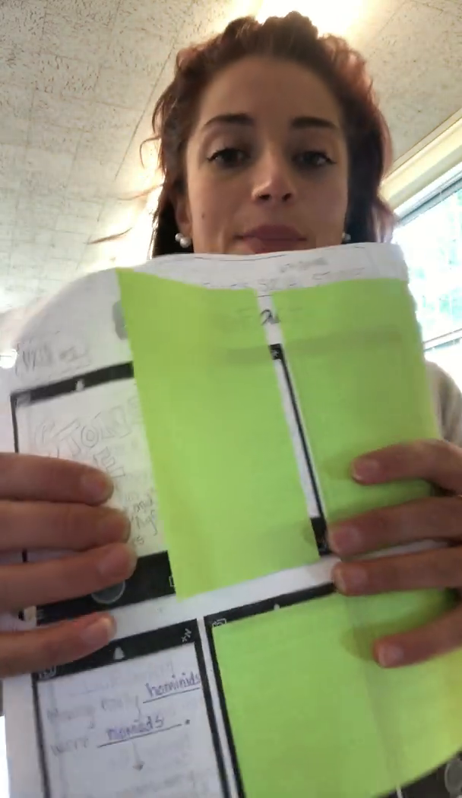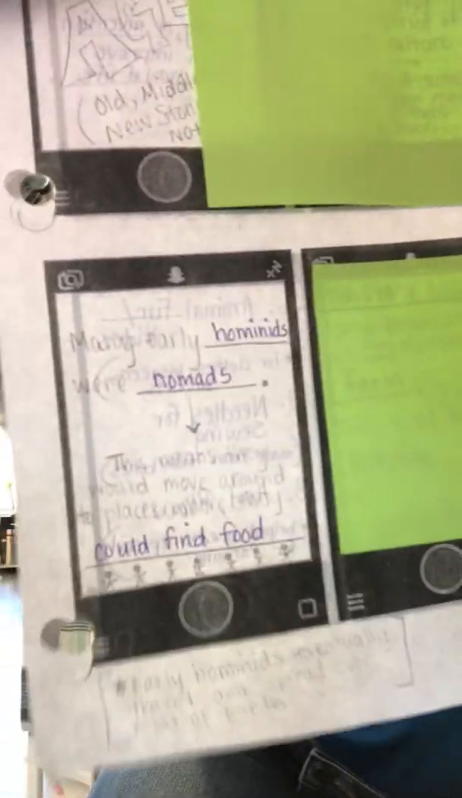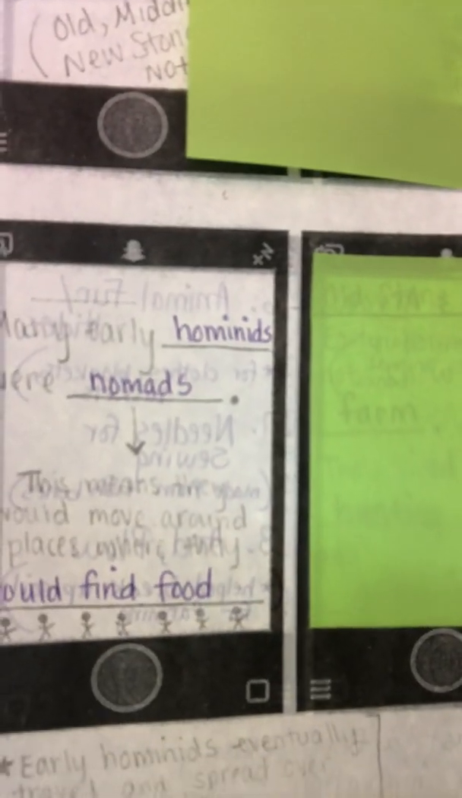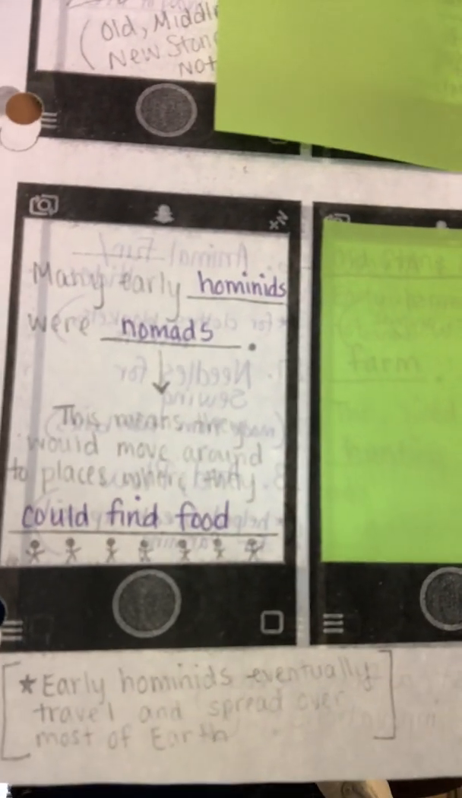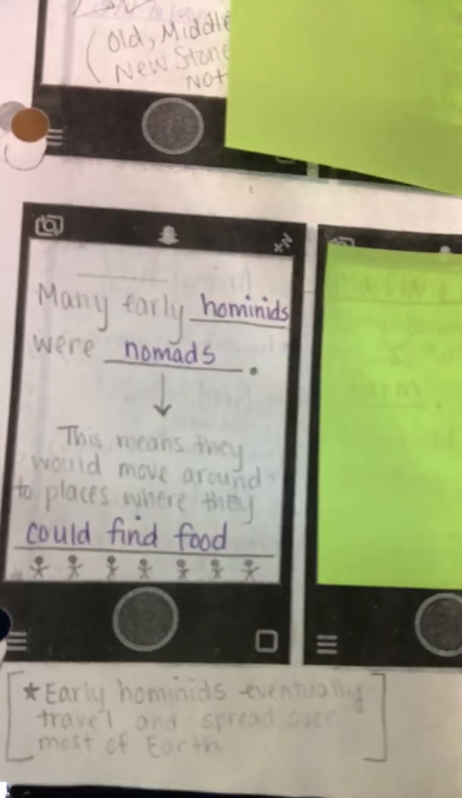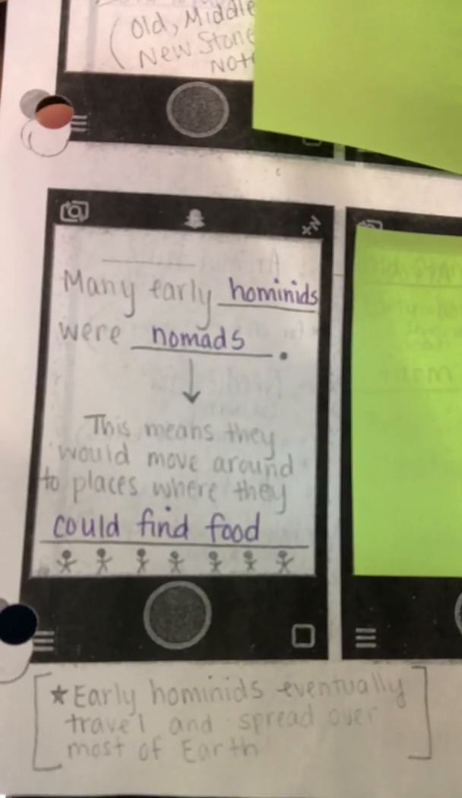Maybe you know this term already, okay? And it starts with an N, and I'm hoping you've heard it before, but if not, you're gonna hear it for the first time. Many early hominids were nomads. And nomads is a term that we give to people who travel from place to place in order to find food and water.